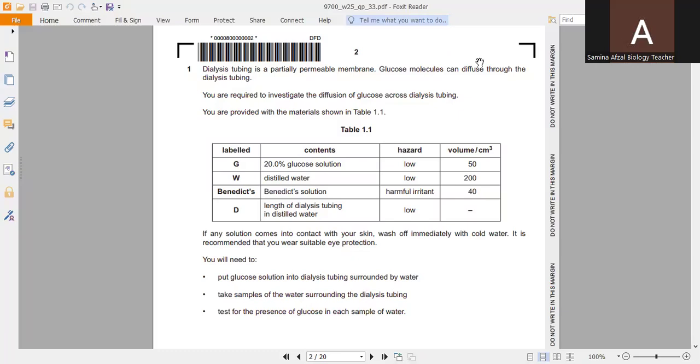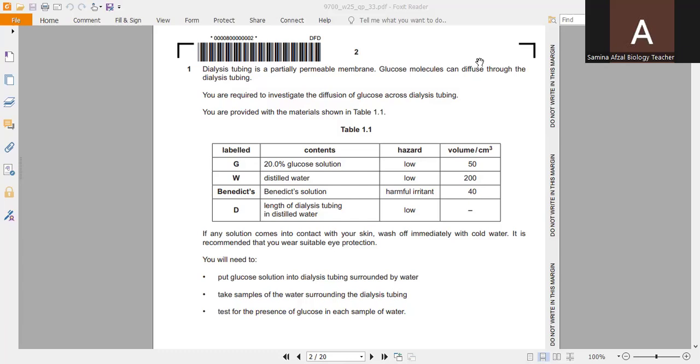Dialysis tubing is a partially permeable membrane. Glucose molecules can diffuse through the dialysis tubing. You are required to investigate the diffusion of glucose across dialysis tubing. You are provided with the materials shown in table 1.1.